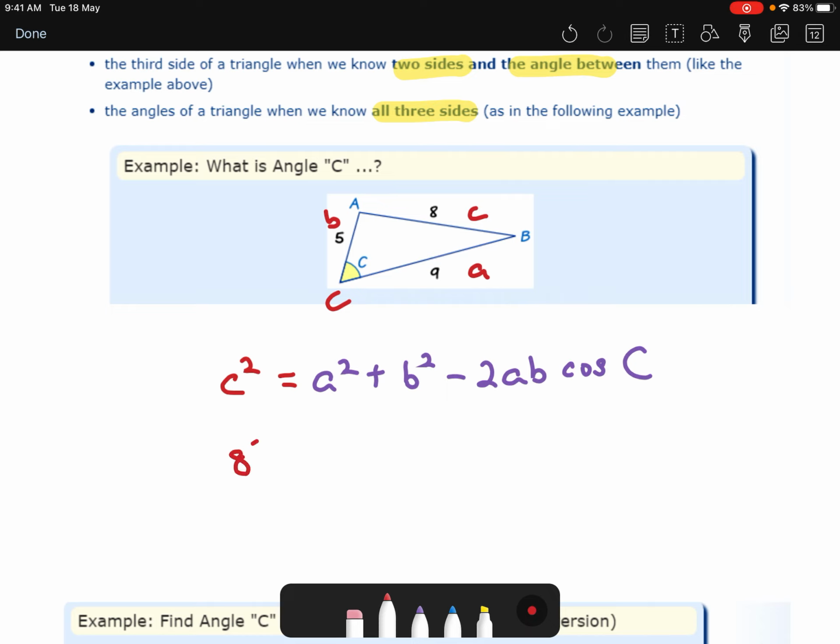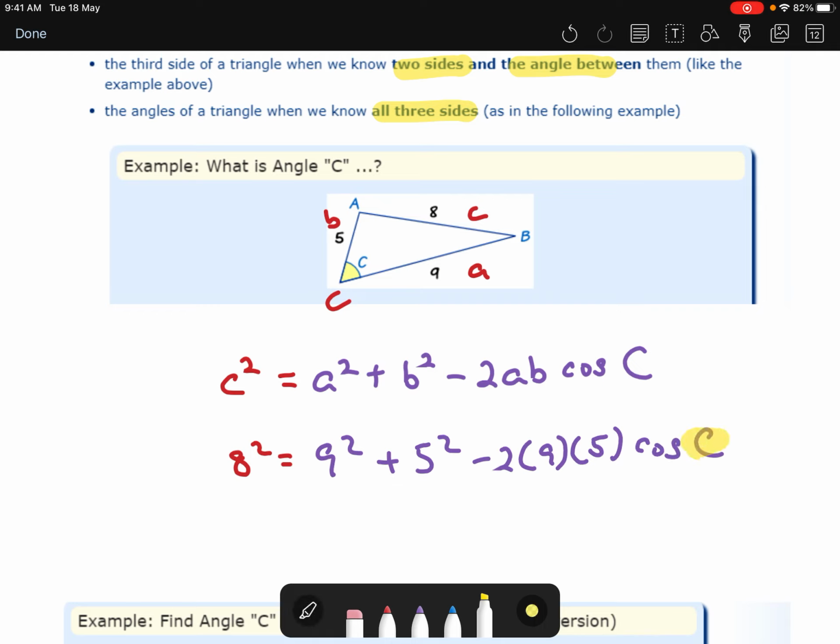Your C square is equal to 8 square, A square is equal to 9 square, plus 5 square, minus 2 times 9 times 5 cosine C. So I want to find this C. So let's calculate. Just be careful. Okay, so I move all the numbers. I move my 9 square and 5 square to the left hand side.